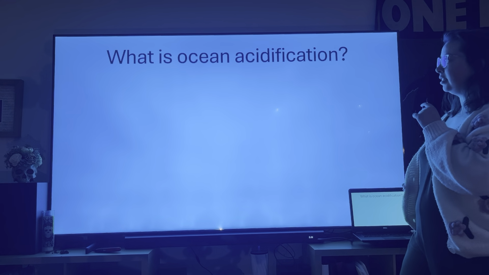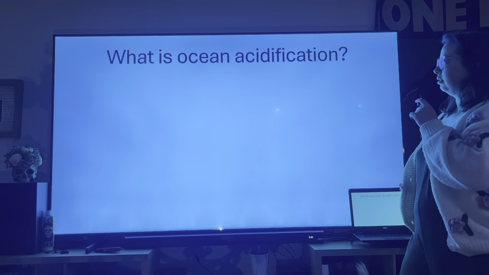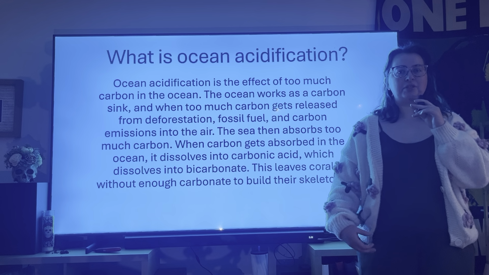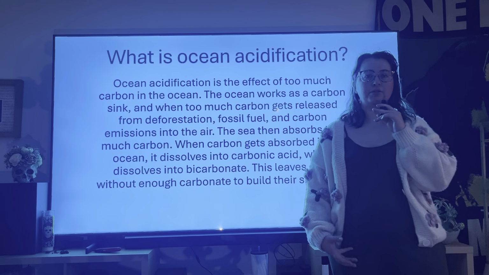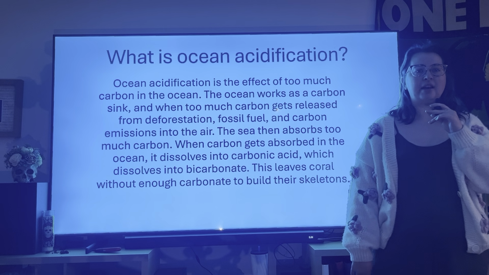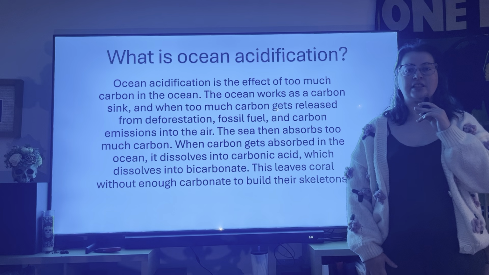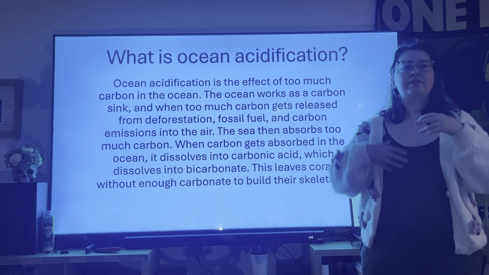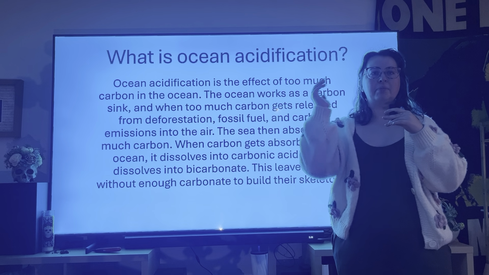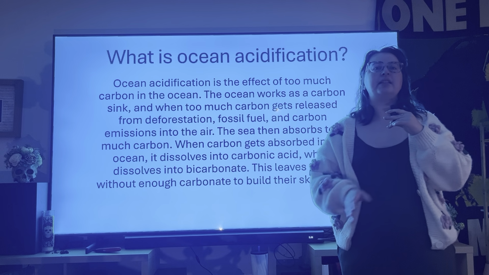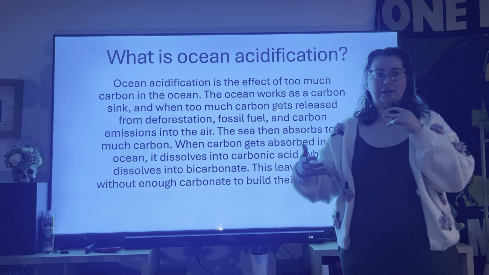Let's get into it. To start, what is ocean acidification? Ocean acidification is the cause of too much carbon in the ocean. So the ocean itself works as a carbon sink. And when too much carbon gets released by fossil fuel, carbon emission, deforestation, and much more, all at the same time, even though I know a lot of companies, like lumber companies here in Washington, replant trees after they cut them down, it still doesn't stop the amount of carbon going into the air.